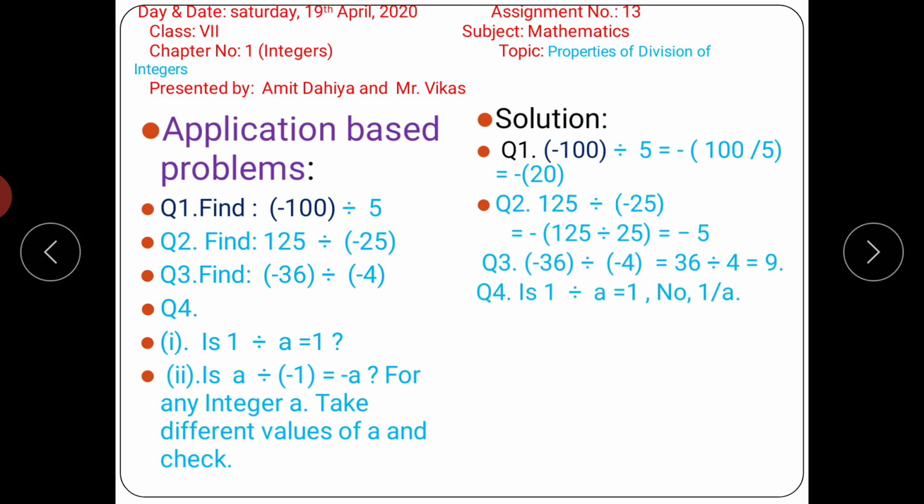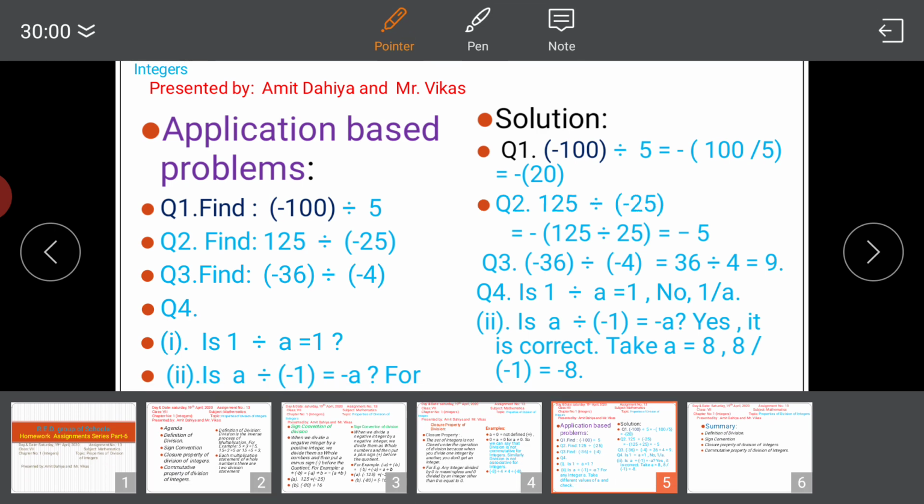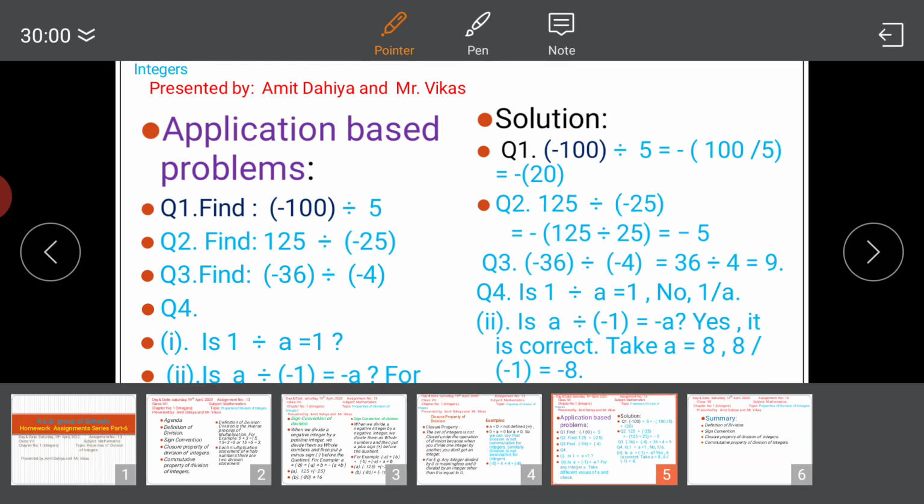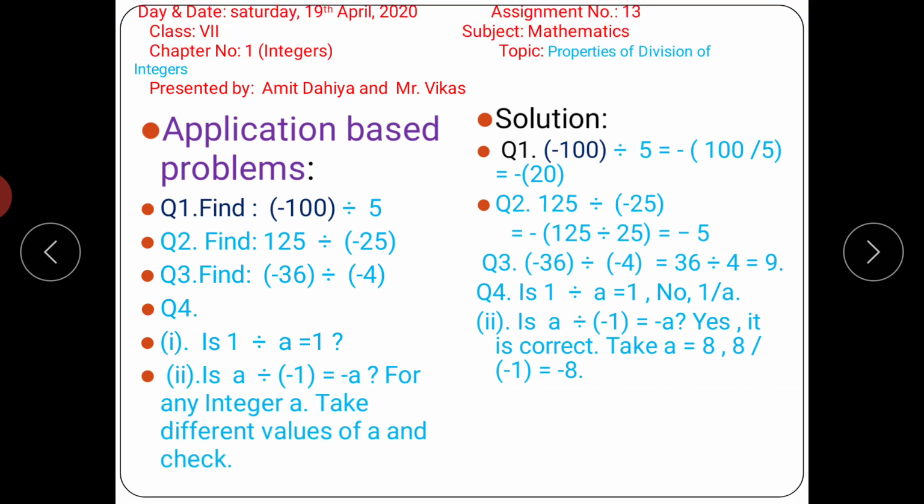Is it 1? No, it will not be 1. Then what will it be? 1 by a is the answer. Please try to understand this. Second question, a divided by minus 1 gives minus a, yes, it is correct. Take a as 8. So 8 divided by minus 1 gives minus 8.